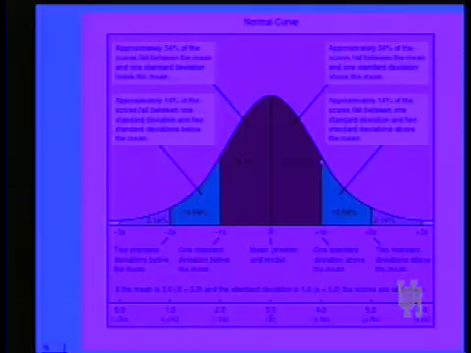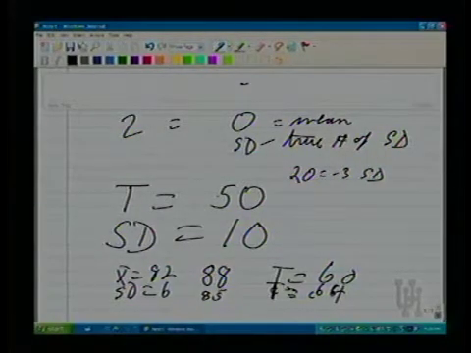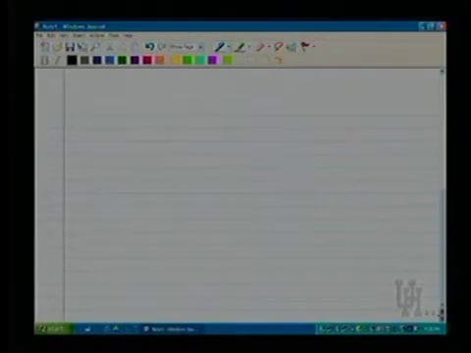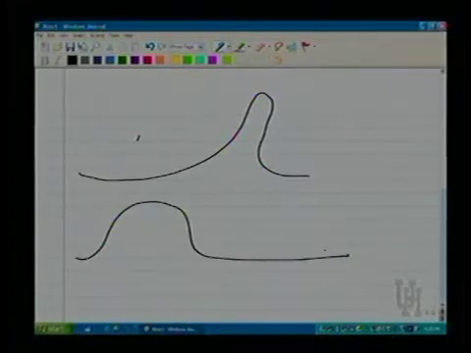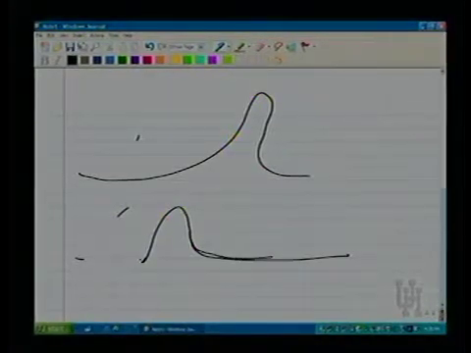Let's go back to the overhead. If you have a distribution like this, or a distribution like this, or like this, this is negatively skewed, positively skewed, none of these percentages are going to work. They all turn into garbage. Okay? They all turn into garbage.